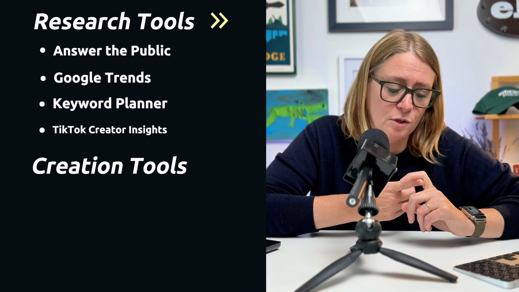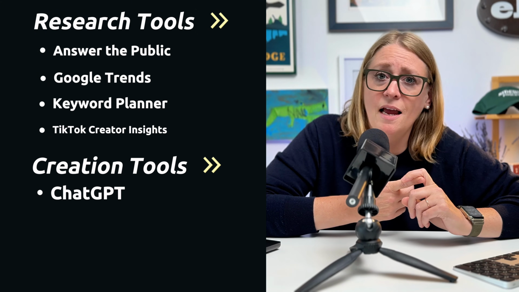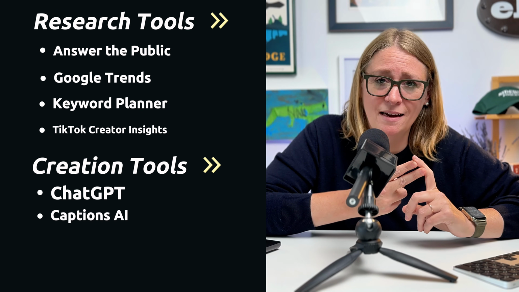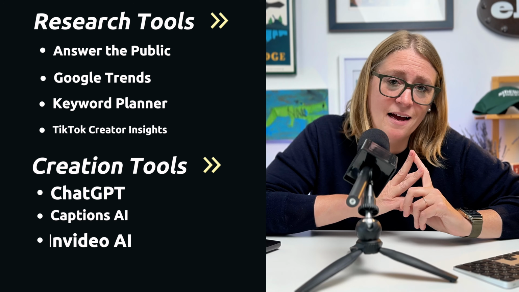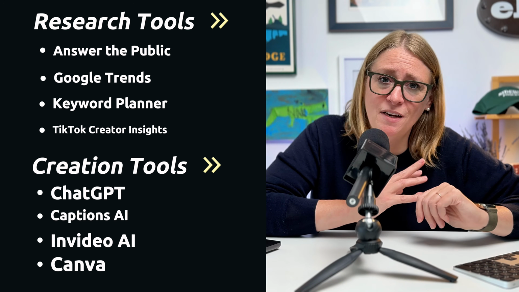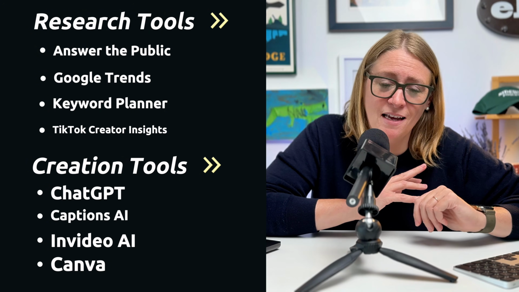For the creation tools, we'll use ChatGPT for scripts and lists. We'll use Captions AI to generate videos from a simple text. We'll also use InVideo AI to generate videos from text. And then I'll show you Canva and how you can add videos and add text and graphics as overlays. This entire process will take you less than 30 minutes per video once you know the system. So let me show you exactly how each tool works.